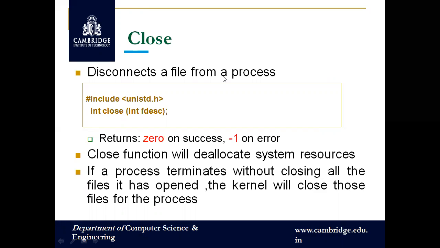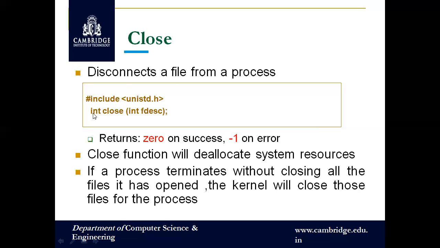In the previous session, we saw the Open API, where we use Open to provide a connection between the file and the process. So if you want to close the file which has been opened, then we use the close function. This close function will close the file which has been opened. So how do you close the file?